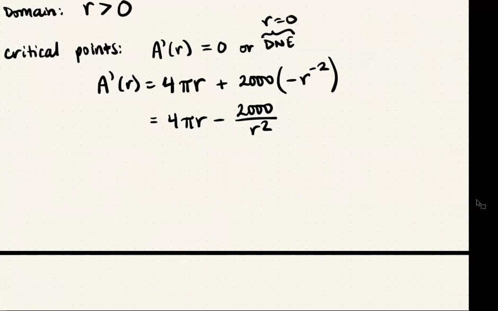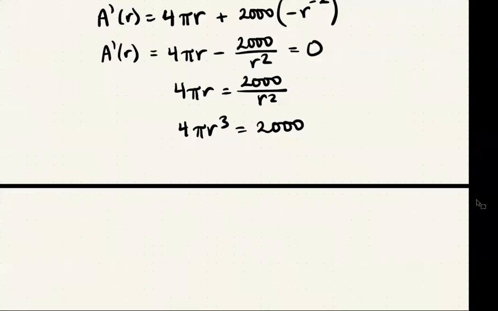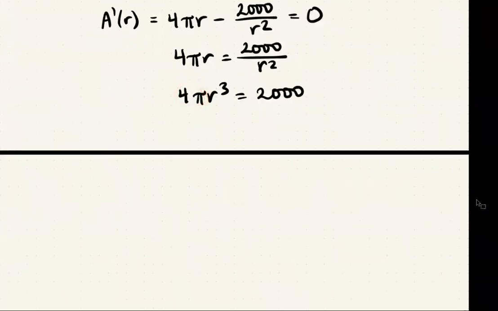But that point is not in the domain, so I'm not even going to need to worry about it. It's not in the domain of the original function. Instead, I want to set this expression for A prime equal to 0. So I'll have 4 pi r equals 2,000 over r squared. And I'm going to solve for r. So let's go ahead and multiply r squared onto both sides. So I have 4 pi r cubed equals 2,000. Then I need to divide by 4 pi on both sides.